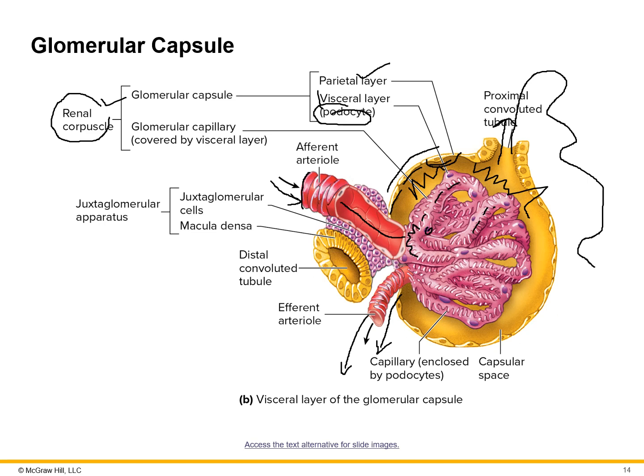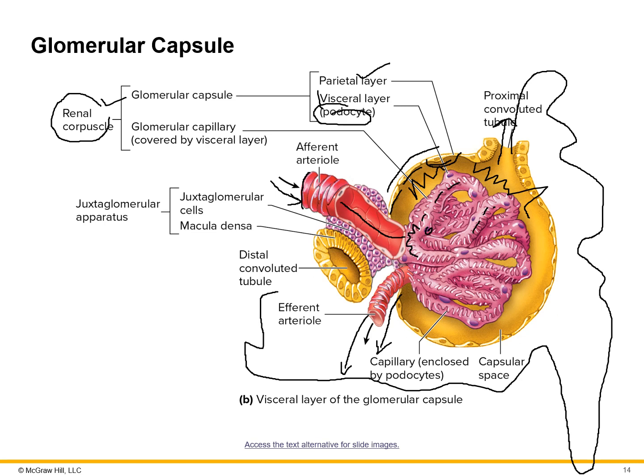So I'm not the best artist here, so bear with me. This is going to become the loop of Henle. It's going to go deep down into the cortex and into the medulla, and then it's going to come back up. You're going to have your distal convoluted tubule right over here. So imagine the nephron kind of shaped like that.